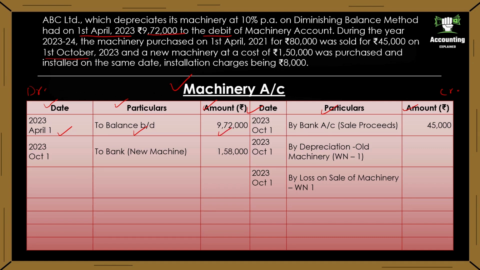Next, on 1st October 2023, you have bought a new machinery for 1,58,000. When you buy a new machinery, the asset value is going to be increased. That is, machinery value is going to be increased. When the asset value increases, it is debited. Machinery account to, again, another asset, bank value is going to be reduced because you are going to pay from bank. So it has to be credited. In this journal entry, you have credited the bank account. So in the ledger of the machinery account, it will be debited on 1st October 2023, to bank account, new machine 1,58,000. To pass journal entries very easily, you should know the golden rules of accounting.